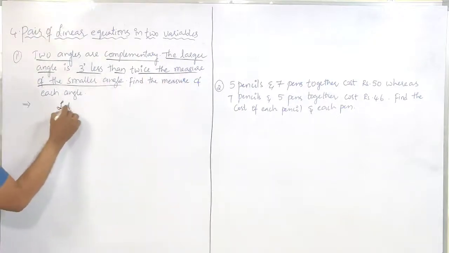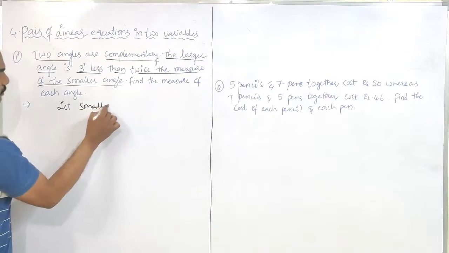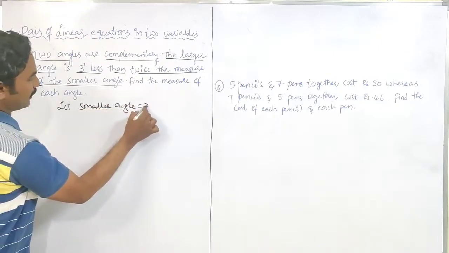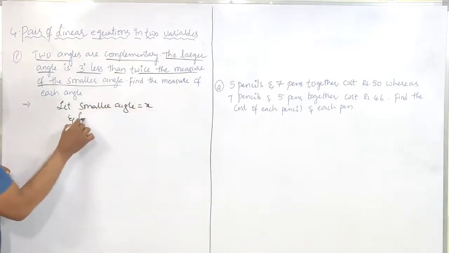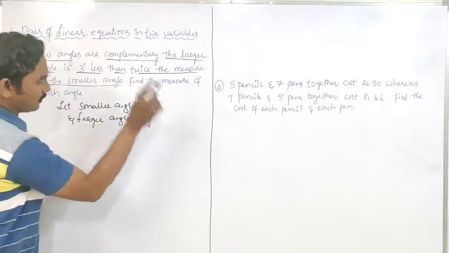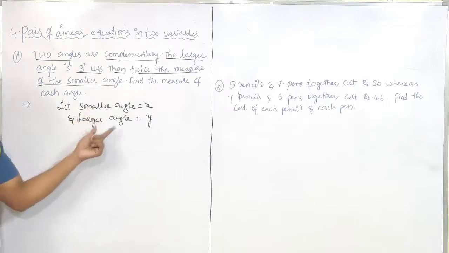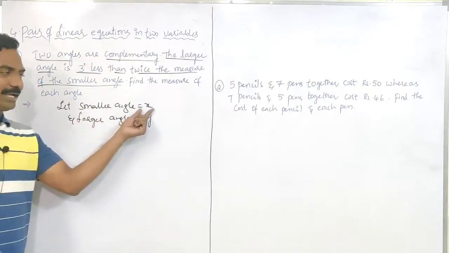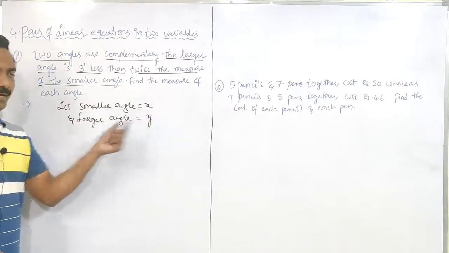Let us take the smaller angle is equal to x and the larger angle is equal to y. So I am taking two angles, one is the smaller angle and one is the larger angle. Smaller angle is x and larger angle is y.